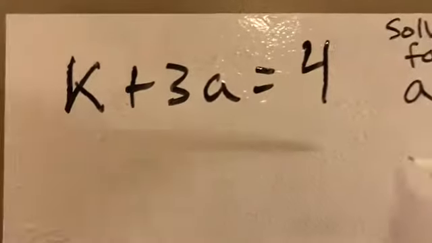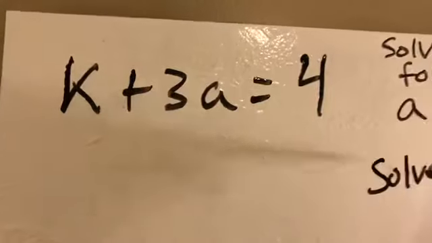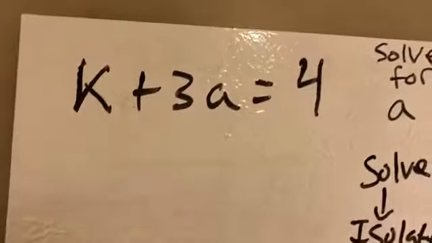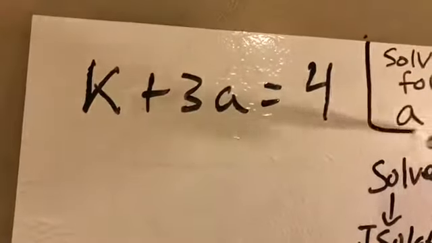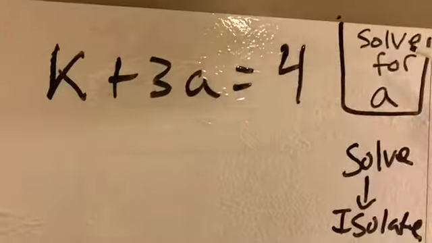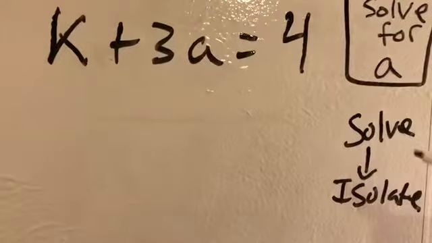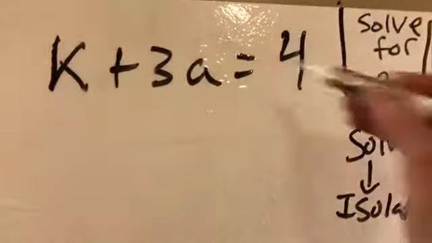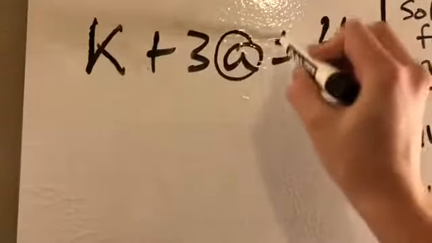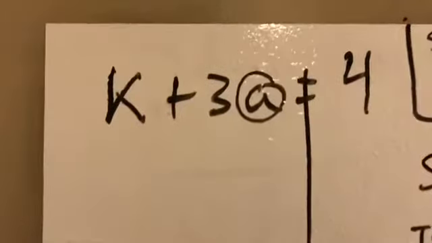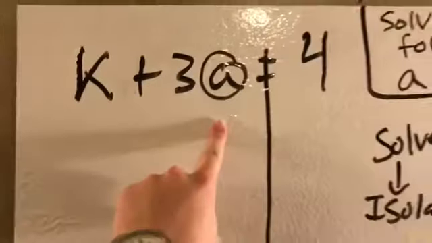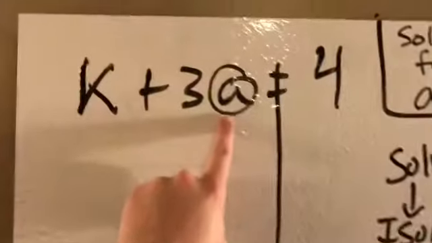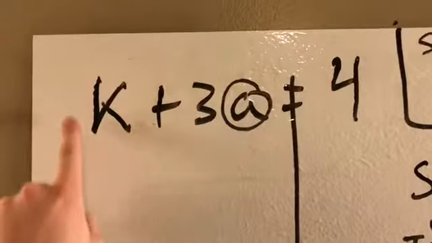Now solve, guys, is just a fancy way to say isolate. So if the directions for this first problem we're about to do is solve for A, that means I want to isolate A. So whatever I'm looking to solve for, A, I'm gonna circle it out in my equation, and I know I need this totally isolated and alone on this side. So I see the 3 and the K.